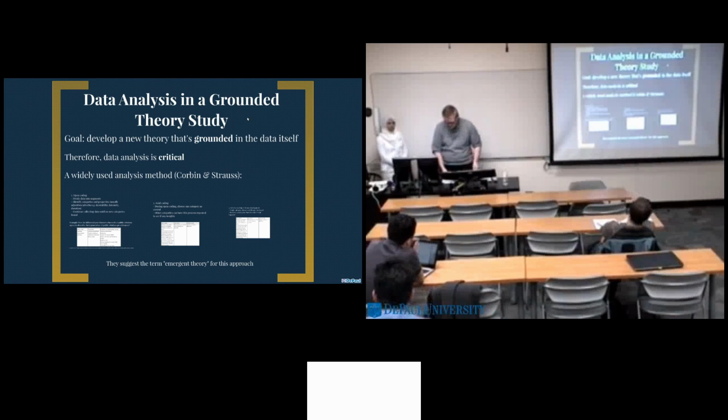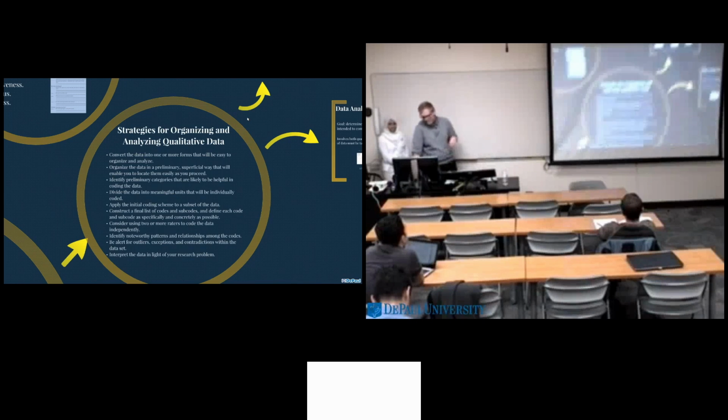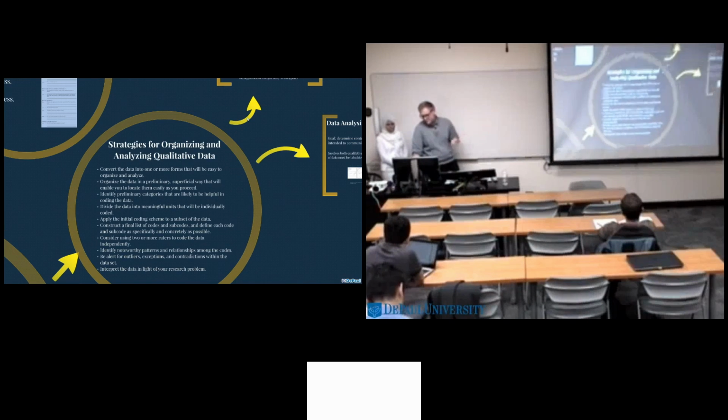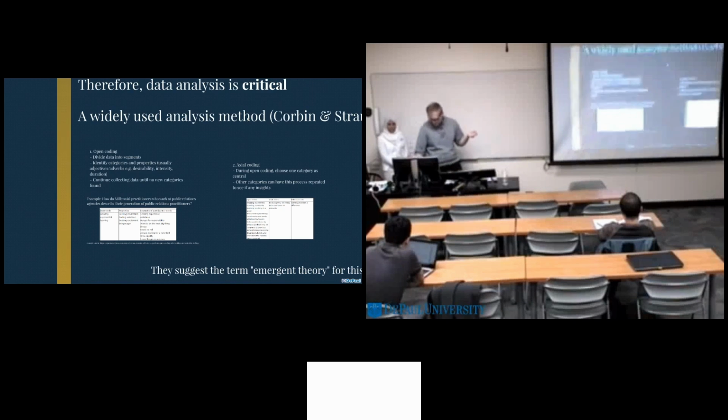All right, so if you want to do some data analysis for a particular methodology of qualitative research, grounded theory, for example, the goal here is we want a new theory to come out of this data that we've collected. Of course, then, data is critical. This is what we're drawing all of our conclusions from. One of the widely used methods, which is in the book, I'll go into a bit of detail right here.